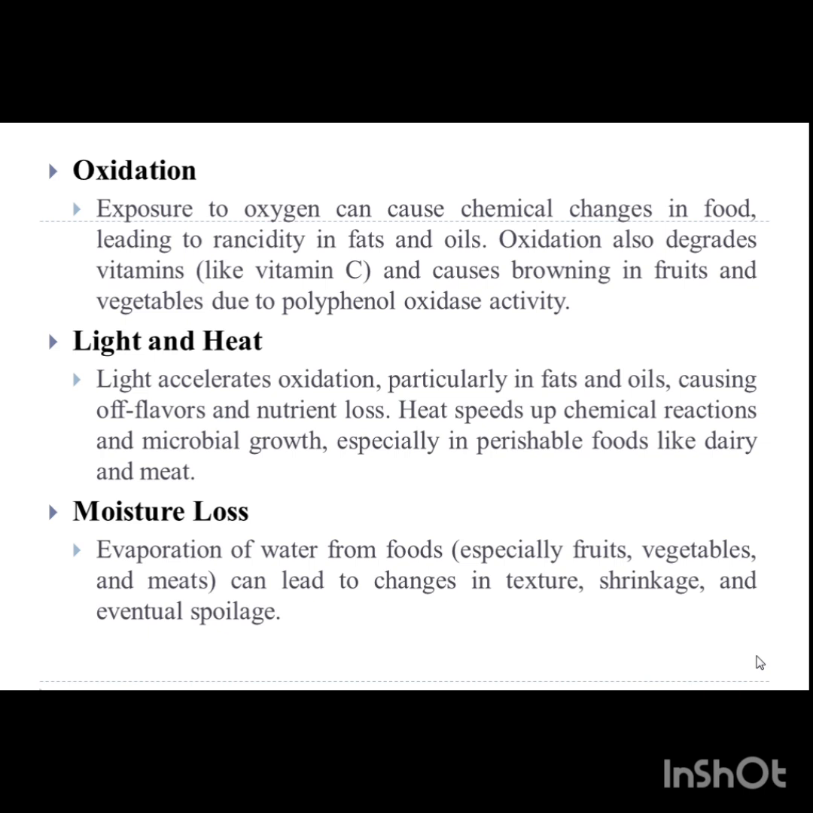Next is moisture loss. Some water is present to a little extent in every food item. So if water is lost, that moisture is lost, then the quality of the food product will become spoiled, or the texture will change. This may change the quality as well as the consumability of the food product.